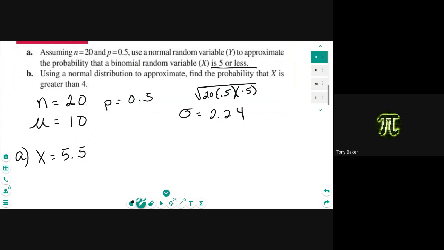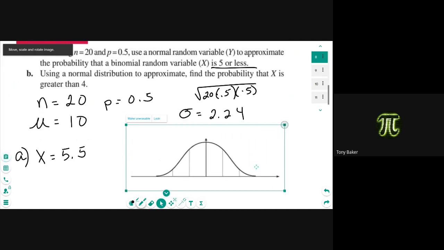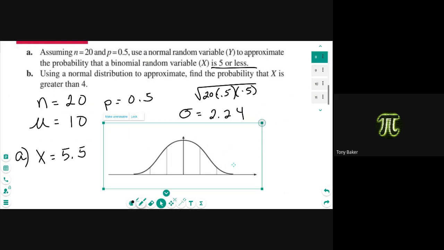Okay. So when we're looking at our curve, if I want, so let's say my 5 is there, right? I want to include that line. So I need to go a little bit higher. So this way my shading would include that line.